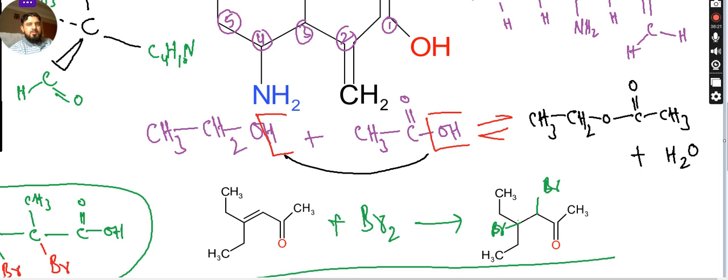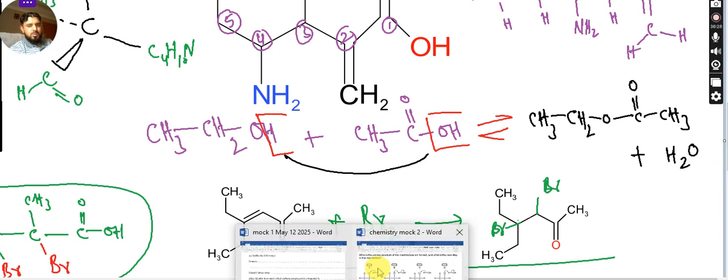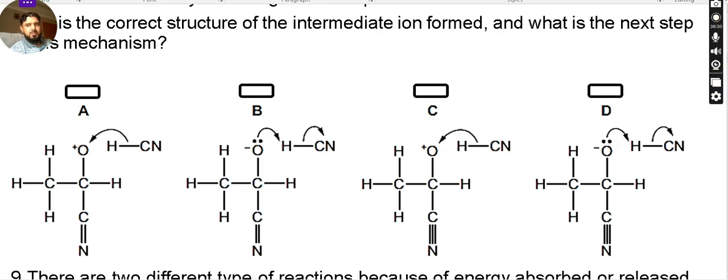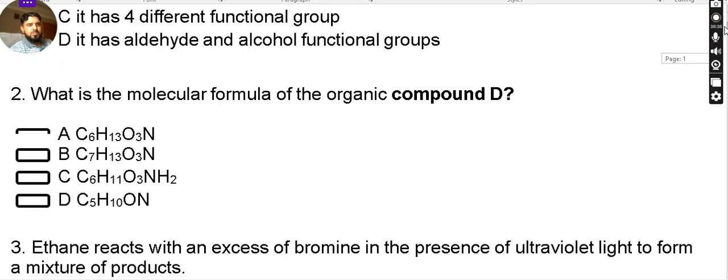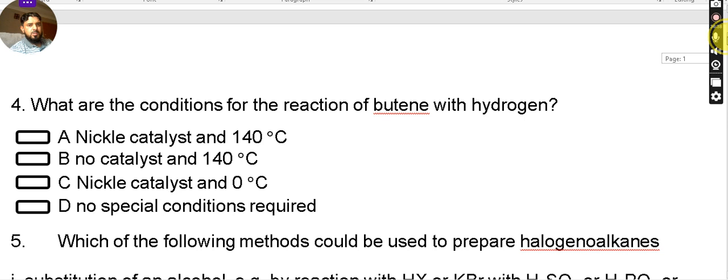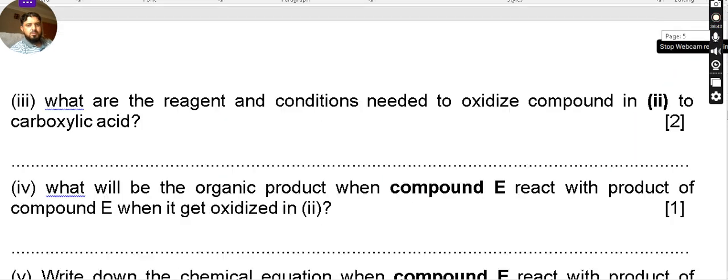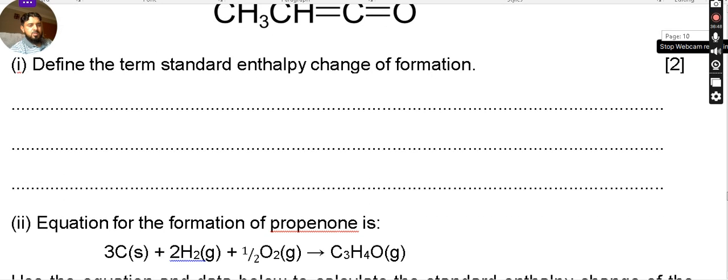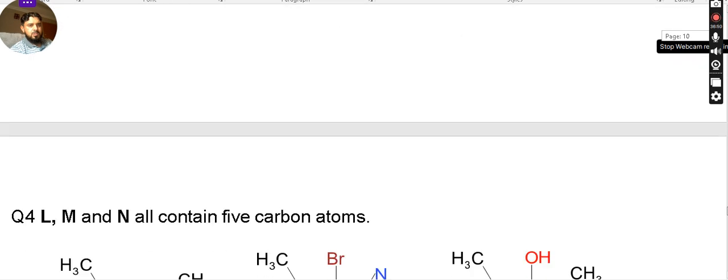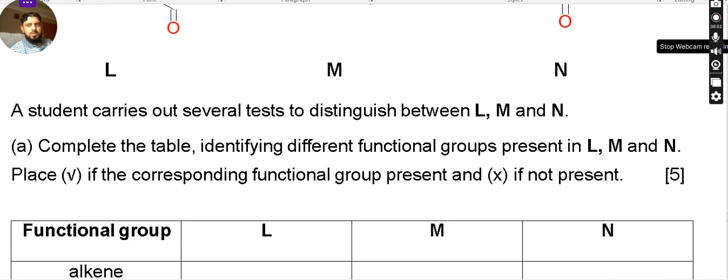The question number 4, I think, down. Sorry? The last thing, identifying functional group in the second mock exam. Question number 4 in the second mock. Not MCQ. Which page? Which paper? Go down a little bit.